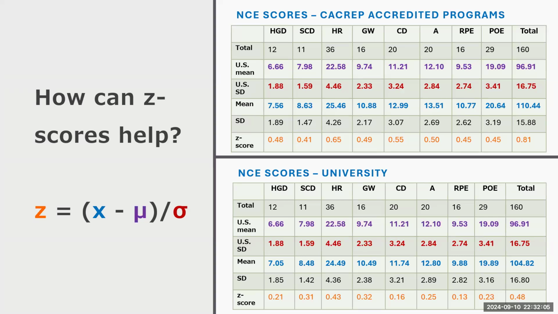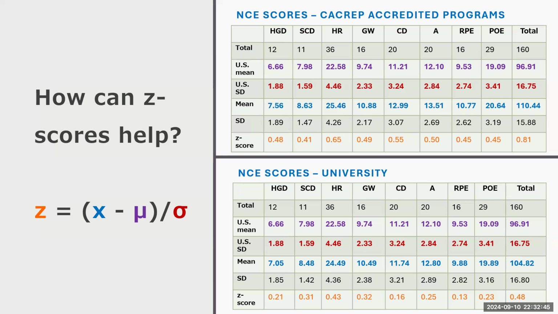How did this particular K-CREP university do in comparison to the K-CREP accredited programs? So for example, for human growth and development, this university was 0.21 standard deviations, or z-score, from the mean, whereas the K-CREP programs as a whole were 0.48. So this tells me that this university still did better than the United States average mean for human growth and development for this particular test administration, but not quite as well as all of the K-CREP programs in totality.